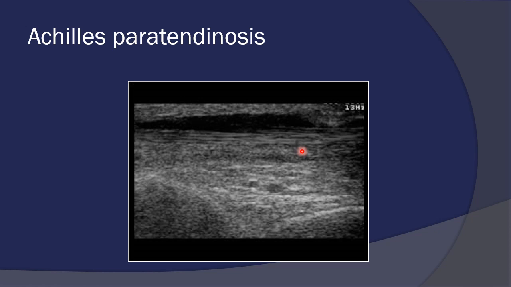Since the Achilles tendon does not have a tendon sheath, it sometimes may be surrounded by fluid. So in this case, it will be termed a paratendinosis and not a tenosynovitis, as the Achilles tendon does not have a tendon sheath.